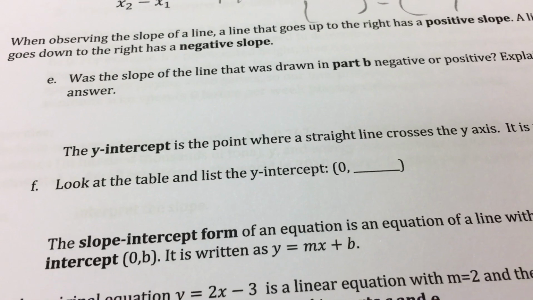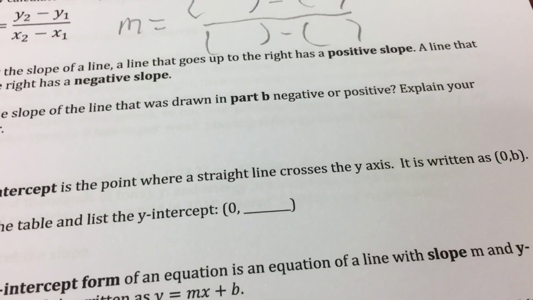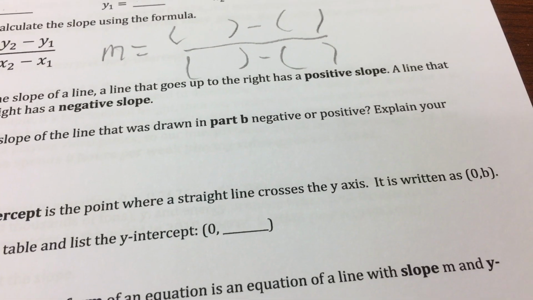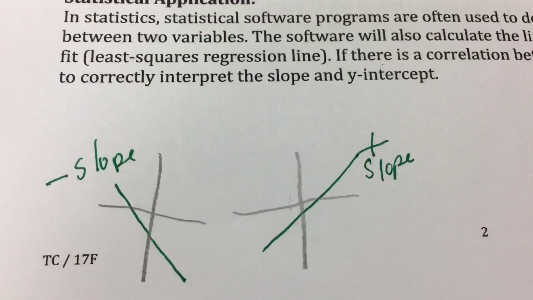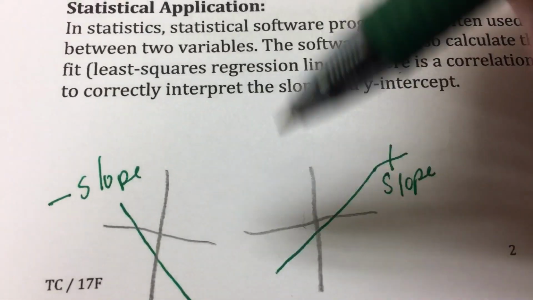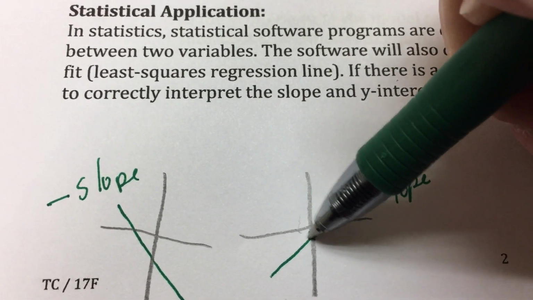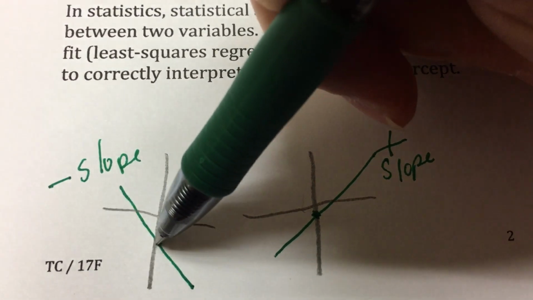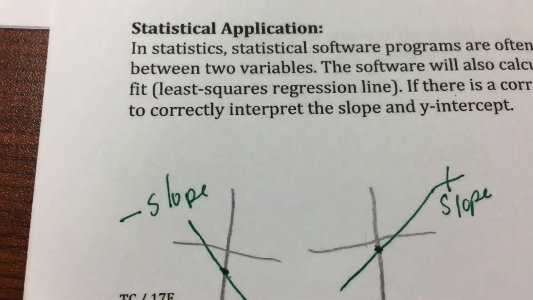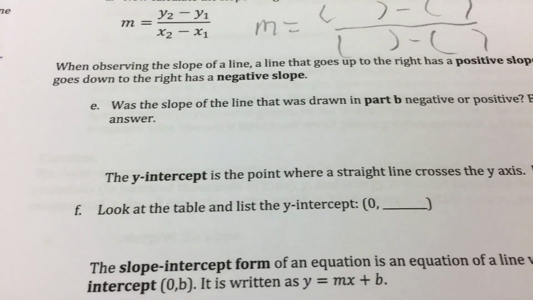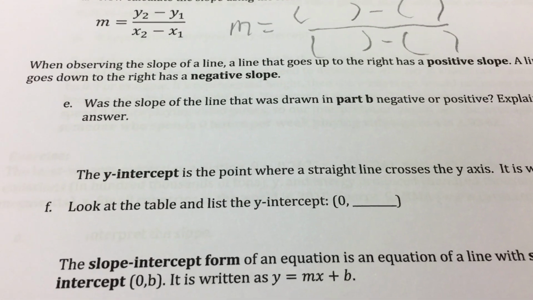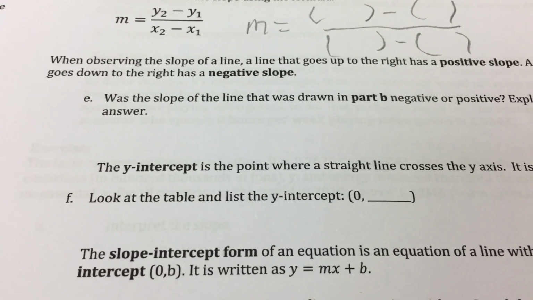Okay. Now, the y-intercept is the point where a straight line crosses the y-axis. So if I was looking at these graphs, notice my y-intercept would be right where it crosses the y-axis. This one would be here. Okay. So when I'm dealing with the y-intercept, it is the point where your x is 0.